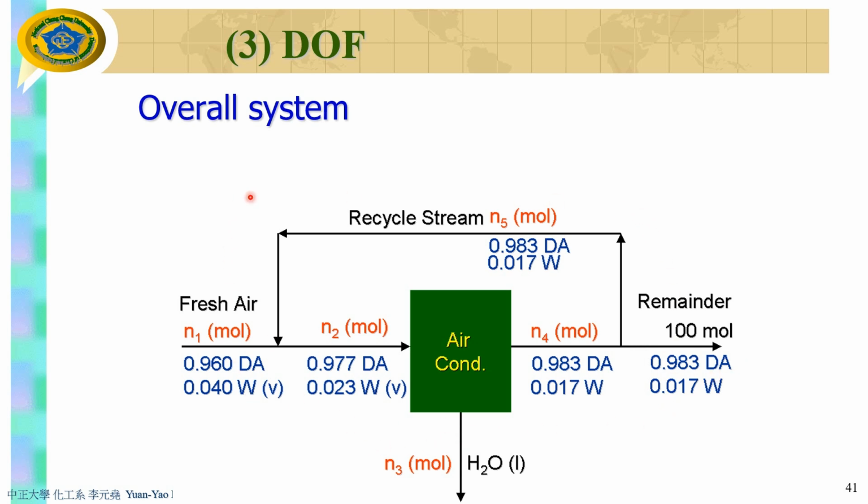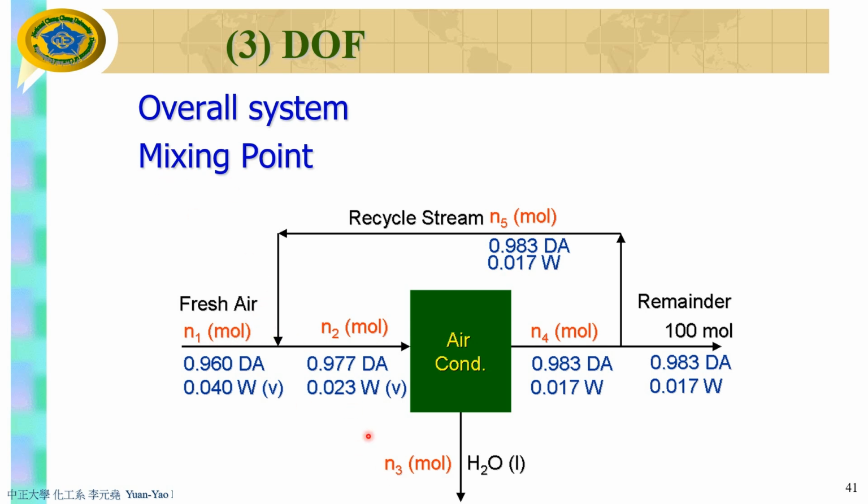And how many unknowns? 1, 2, right? You have 2 unknowns. And how many equations? You can have 2, right? Dry air and water. So bingo, you can solve N1 and N3. Okay? Can you do this simple calculation for me? Yes, you can. Okay, and then we go to the mixing point.